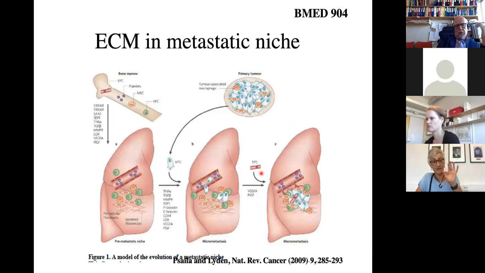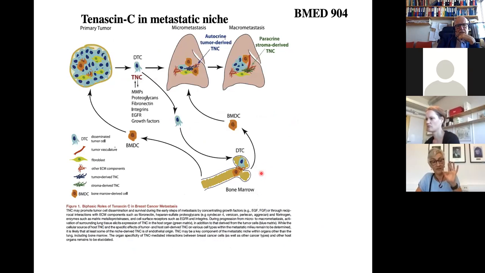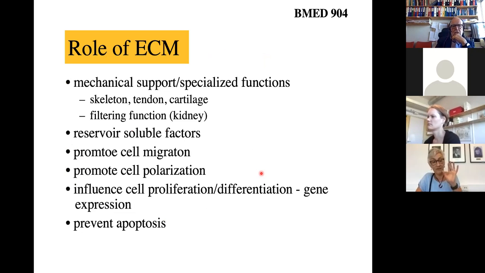And one protein that's been especially interesting in the formation of a metastatic niche, where cells go to a place in the body and deposit something that the tumor cell will then find, is tenascin C, a large molecule, and in this case the bone marrow cells that go there first and condition the pre-metastatic niche.